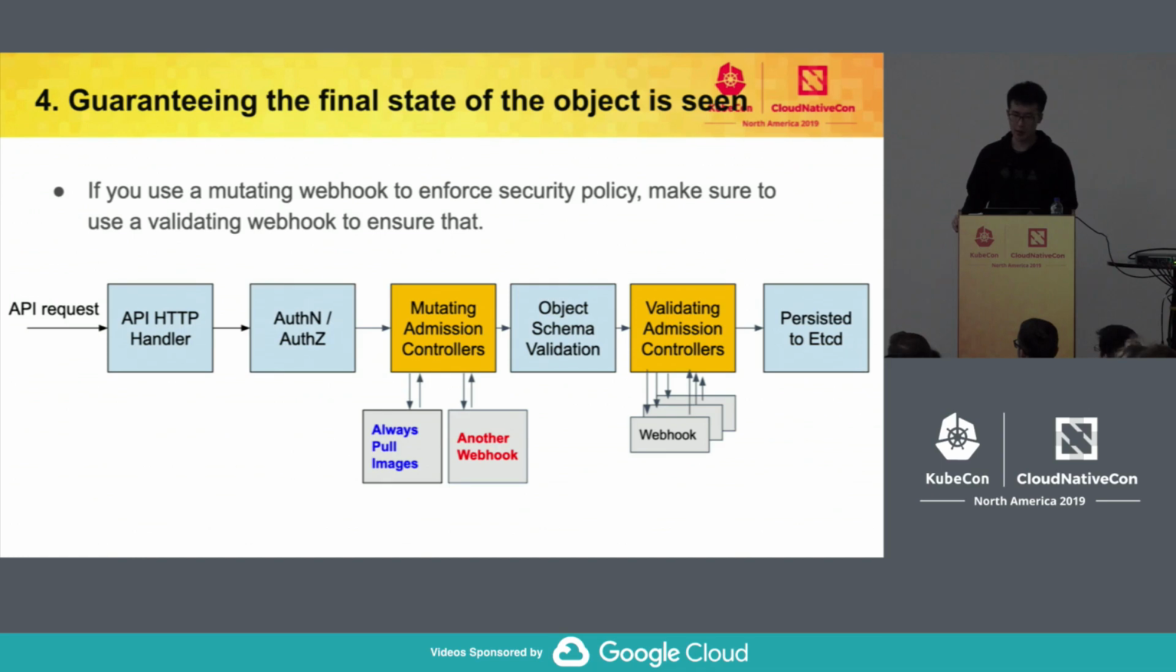Guarantee the final state of the object is seen. Since we know that another webhook that is called after your mutating webhook may change the object, it is a good practice to have a validating webhook that ensures your mutation is made. If you are, say, using the always pull image webhook to enforce the security policy, it is recommended that you add a validate always pull image webhook, which makes sure the image pull policy is set for all the containers in your pod.